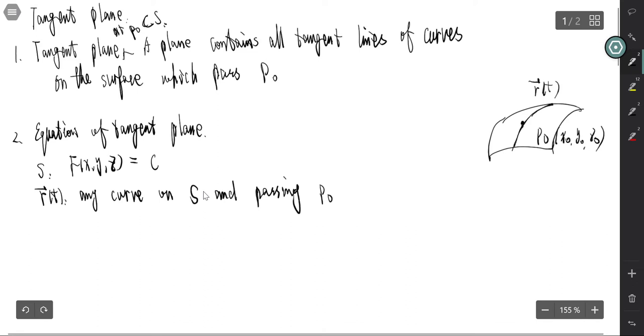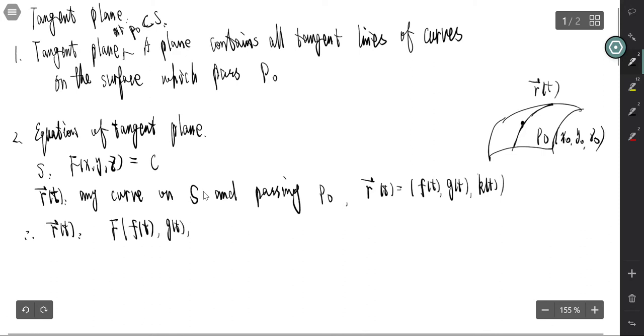We find the equation of the tangent plane. So first, from the equation of the surface, because the curve depends on t, so we take the derivative for the curve. So the r(t) actually satisfies this equation. If we write r(t) is f(t), g(t) and k(t), then r(t) satisfies this equation f(f(t), g(t), k(t)) equals some constant, because r(t) is on the surface.